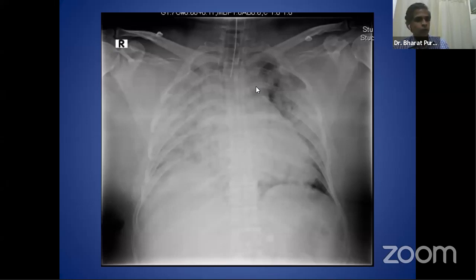So I have myself used steroids in some patients who were hypoxic, needing 2 to 3 liters of oxygen, and who had elevated inflammatory markers, at a dose of 1 milligram per kilogram of methylprednisolone, divided in 2 doses for 5 to 7 days. And the interesting thing I found is that some of them have definitely improved. Some of them have deteriorated and still got intubated.